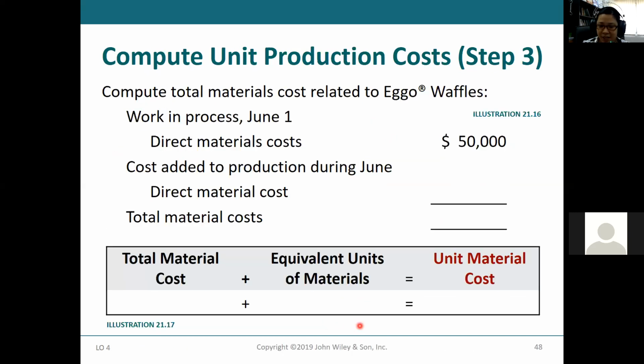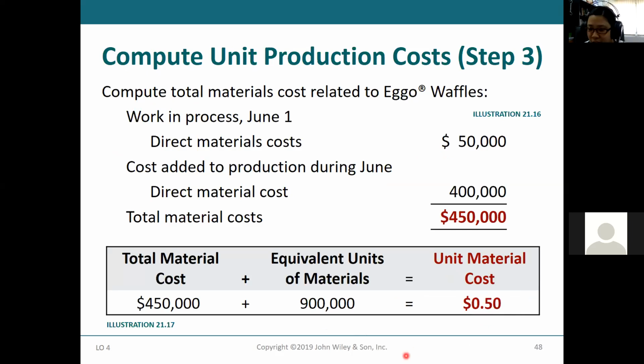So I divide by that, class. And so it will give me how much? 0.5. So the unit material cost will be 0.5. Okay, do you understand until here? Any question until here? Okay, next, all right, class.